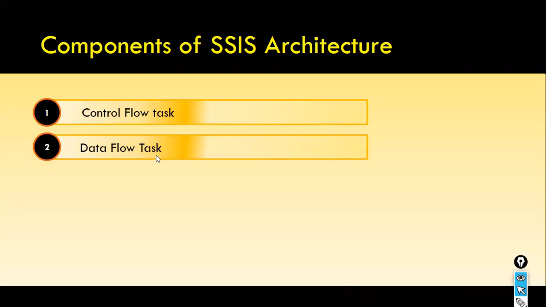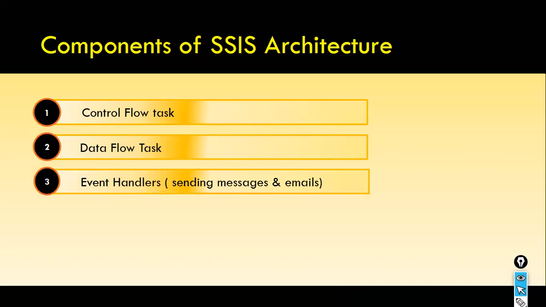And the next one is the data flow task. It is the heart of SSIS. The control flow is the brain of the SSIS package, whereas the data flow task is the heart of your SSIS. The data flow task helps us move the data between sources and destinations, and also allows us to transform, clean, and modify the data as it is moved.